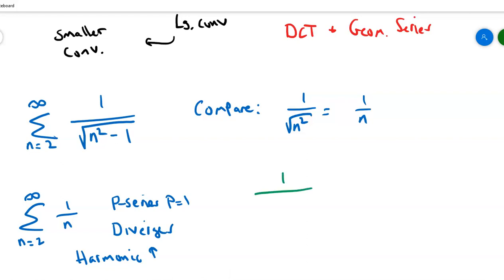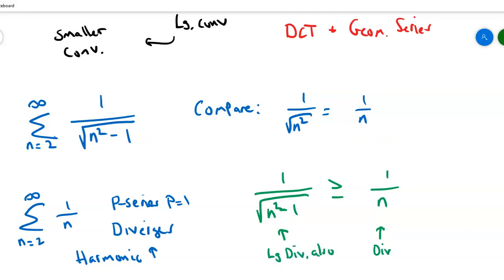How does 1 over the square root of n squared minus 1 compare to 1 over n? Well, as I subtract values here, it's going to make the denominator smaller. Smaller denominator means larger function. If the smaller one diverges, then the larger one has to diverge also.